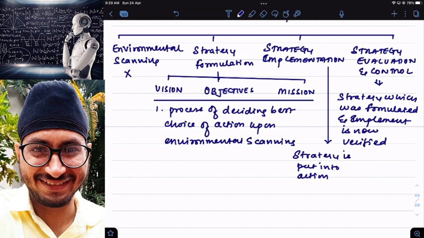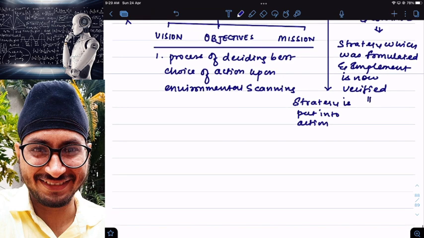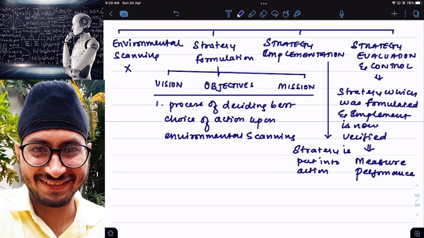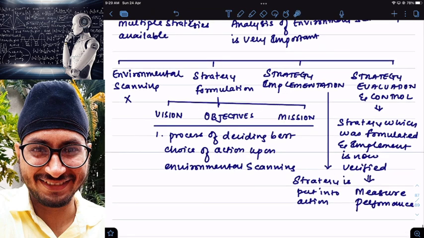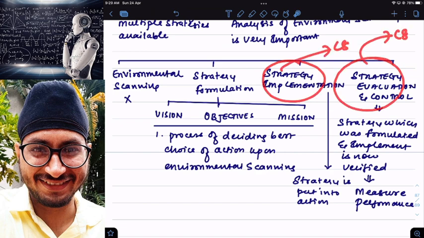What will I verify? Verify means I will measure the performance. How to measure the performance? I will compare my standard performance with actual performance. Remember, just now we have seen this in chapter number 8. If my actual performance is better than what I expected, change is not required. But if my actual performance is not according to my expectations, then strategic change is required. So strategy implementation we have discussed in chapter 8. Strategy evaluation and control also we have discussed in chapter 8.